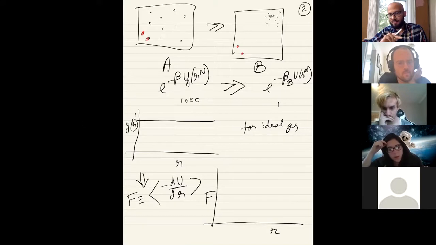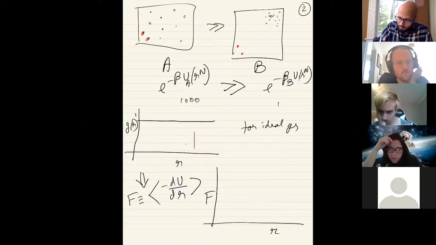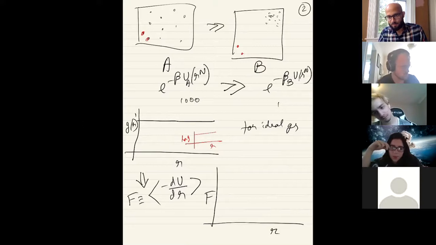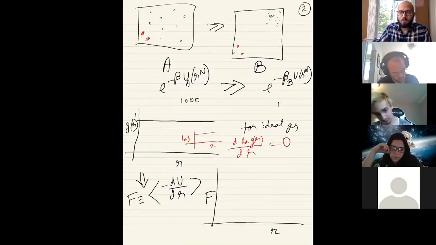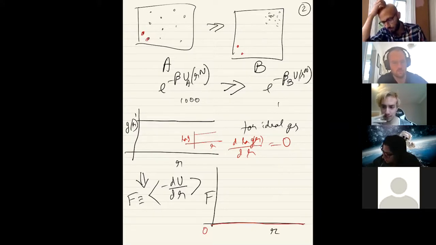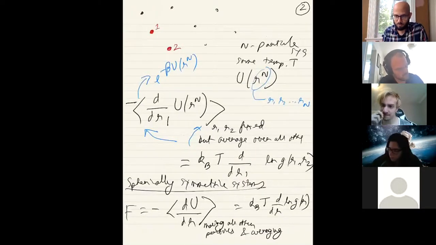Oh, the derivative. I thought it was the derivative of ln of g. But same thing. If g(r) is a constant, then ln of g(r) will be a constant. So d ln g(r) by dr is going to be 0. So this is just showing the notion that we would have expected anyway, that the force acting between two ideal gas particles is going to be 0. That's all it's telling you. That's why I wanted to go through this equation, because it looks kind of complicated, but it's really simple. Okay, good, thanks, Jess.